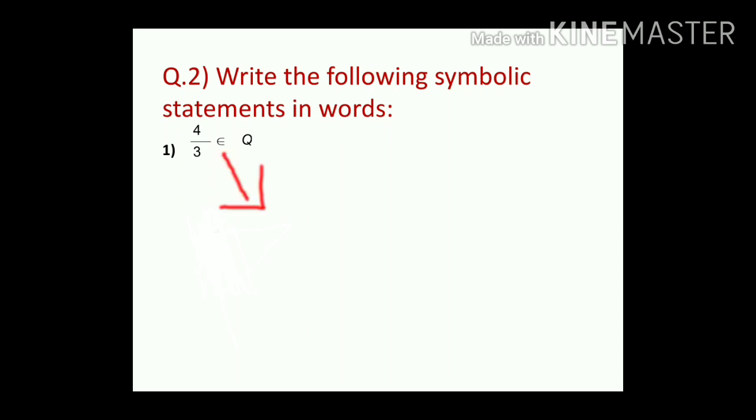That symbol is there, no children. That symbol is known as belongs to or is an element. Okay, both we can say. Now this statement we have to write in words. 4/3 is an element of the set Q. Okay children, this way we have to write.